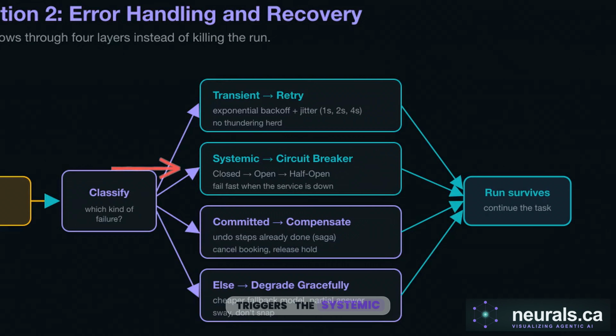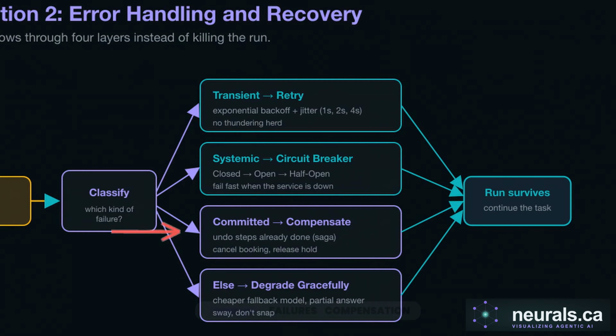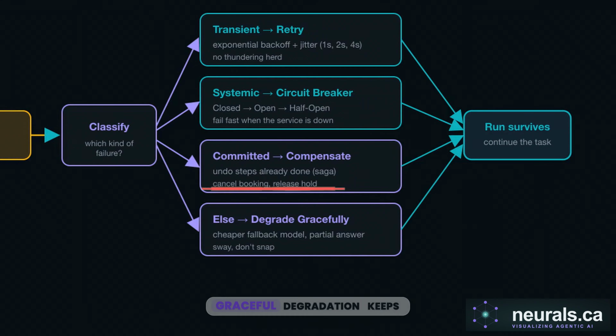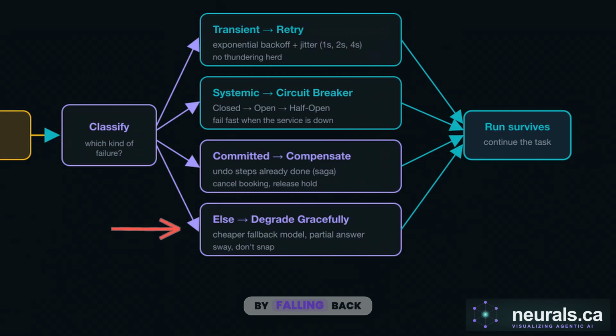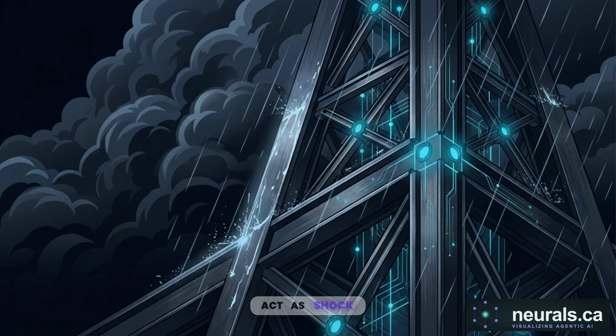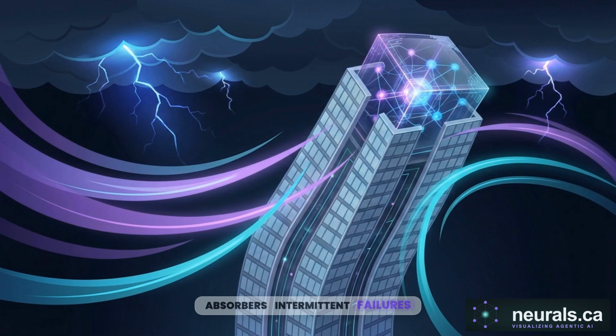If a dependency is completely down, retrying is a waste of time and money. That triggers the systemic layer, the circuit breaker. It trips open, failing requests instantly to protect the system until the service eventually recovers. The final 2 paths handle complex failures. Compensation uses a saga pattern to actively undo a previously committed action, like canceling a flight booking if a later step fails. Graceful degradation keeps the agent alive by falling back to a cheaper model or returning a partial answer. These 4 layers act as shock absorbers. Intermittent failures are categorized and handled, allowing the architecture to sway under pressure instead of snapping.